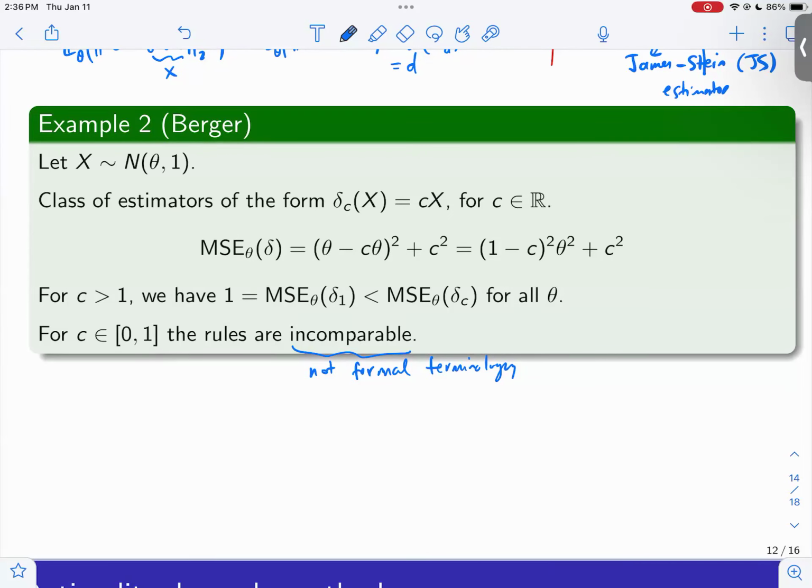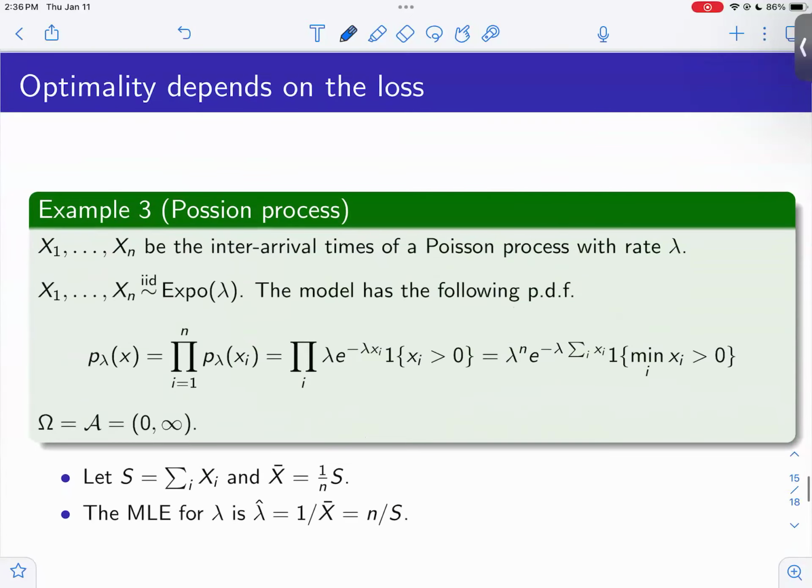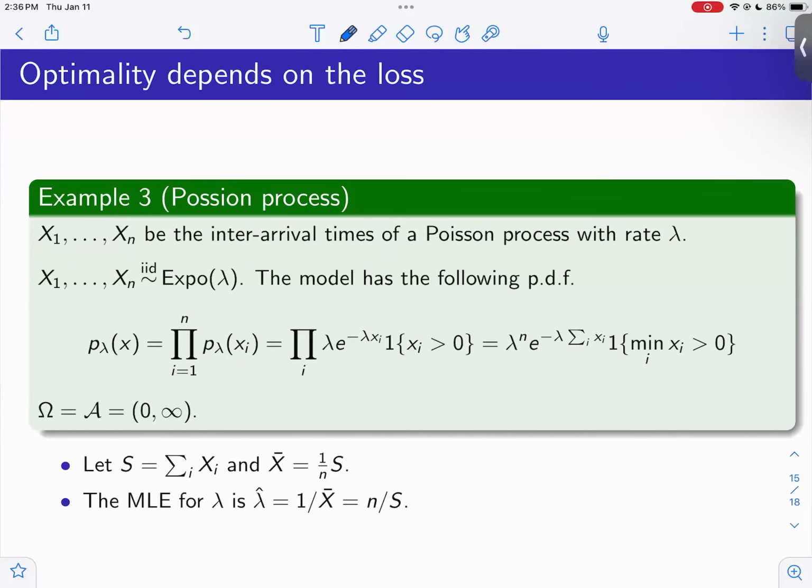There's the James-Stein estimator in this interesting example of inadmissibility. Here's another one which is not as groundbreaking as the James-Stein, but you can also show that in this case, the MLE could become inadmissible. So if you have an example where the Xi's are from an exponential distribution with real lambda, and I want to estimate parameter lambda.